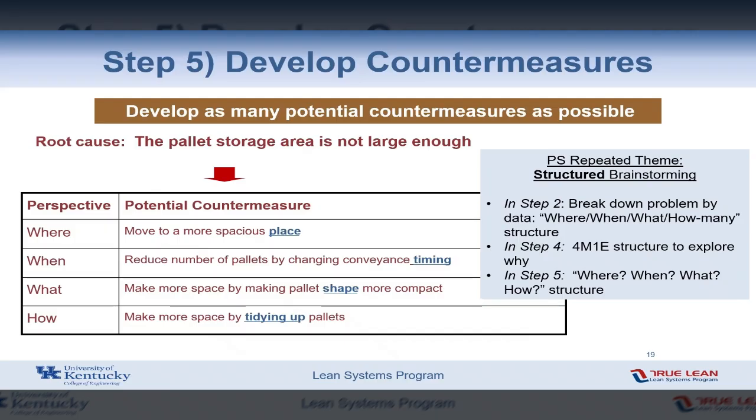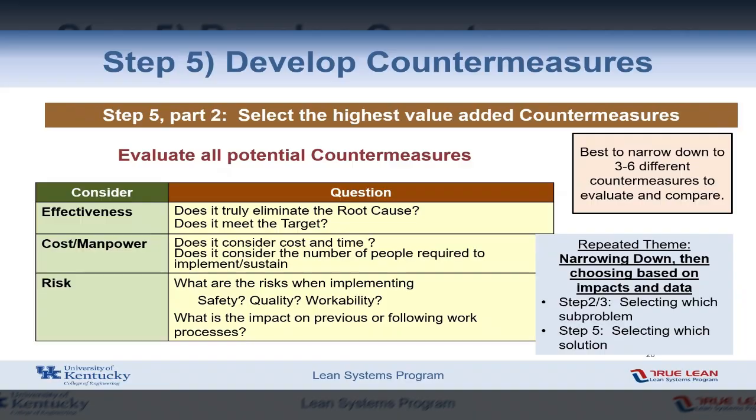Now that we've identified a list of possible countermeasures, we want to evaluate these to choose the best one. There are many dimensions that may need to be evaluated. Of course, the first one to consider is whether the countermeasure would be effective. Does it eliminate the root cause? Will it get us to the target?